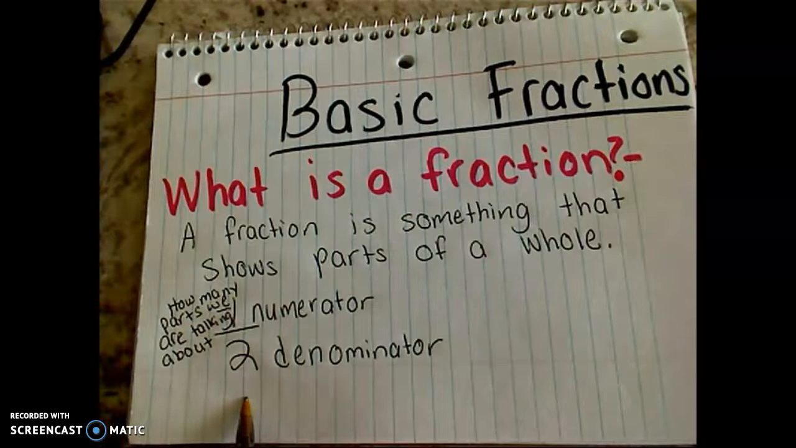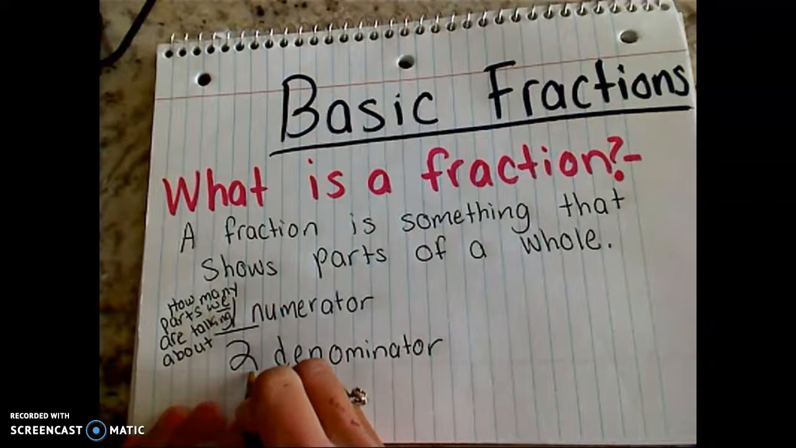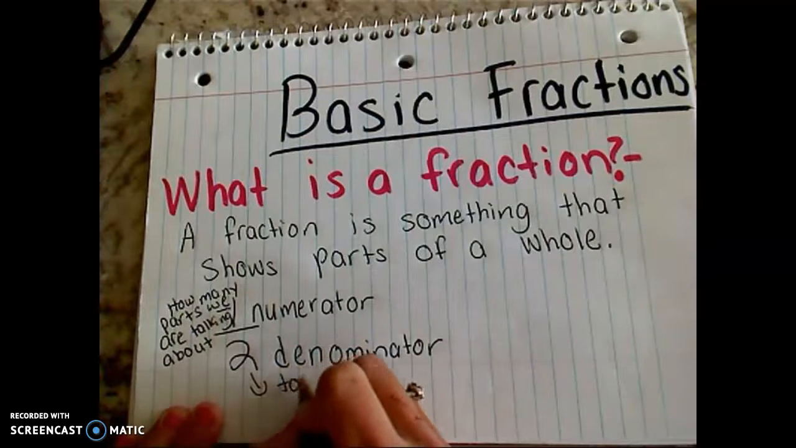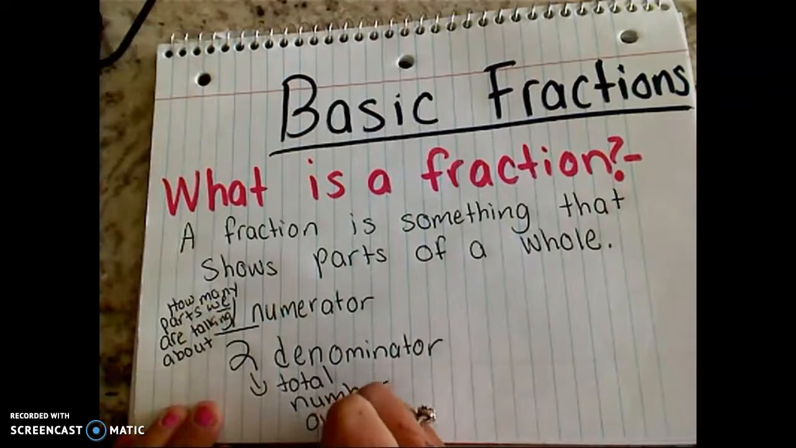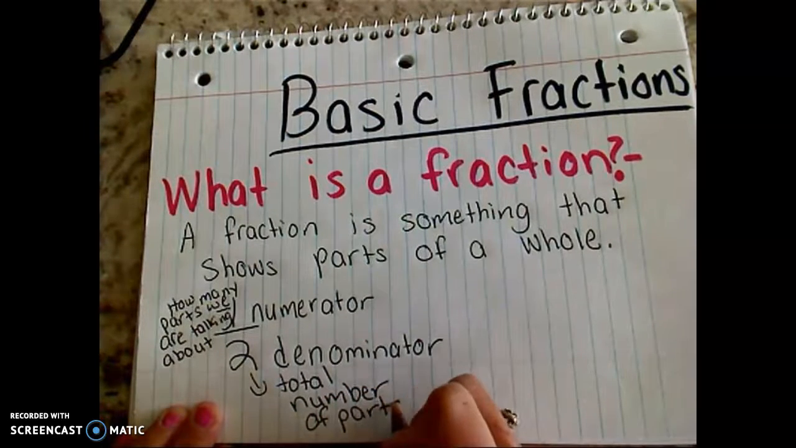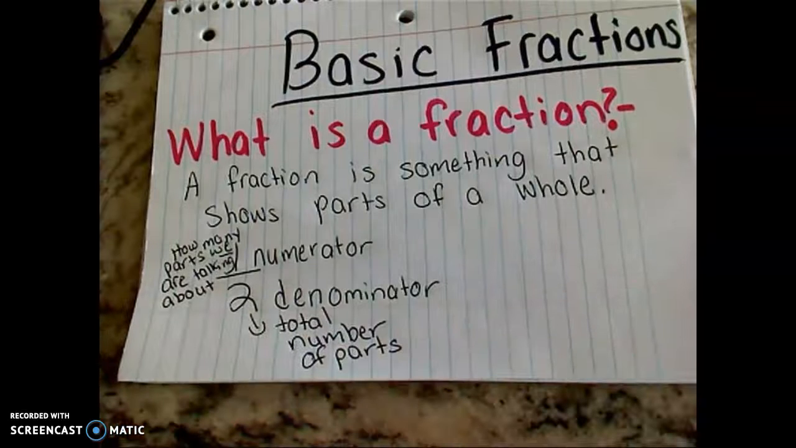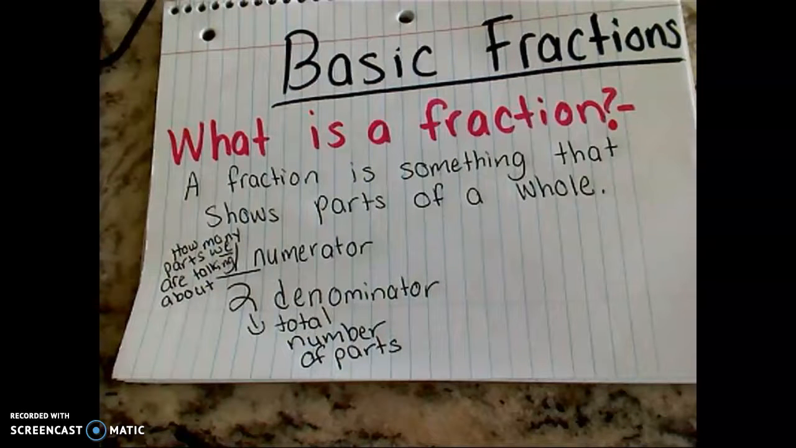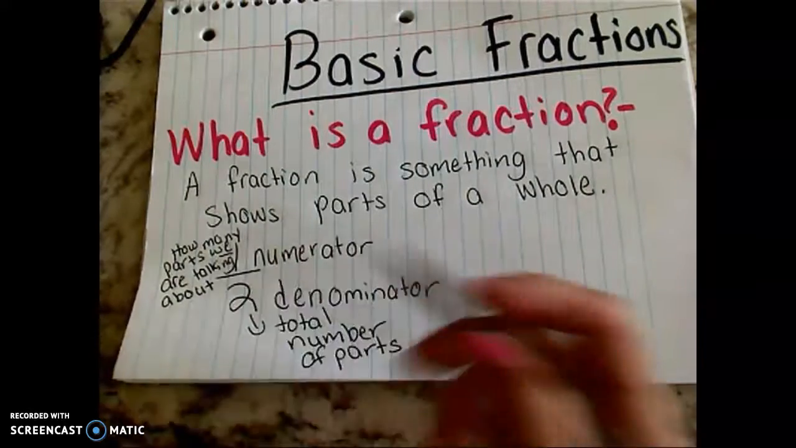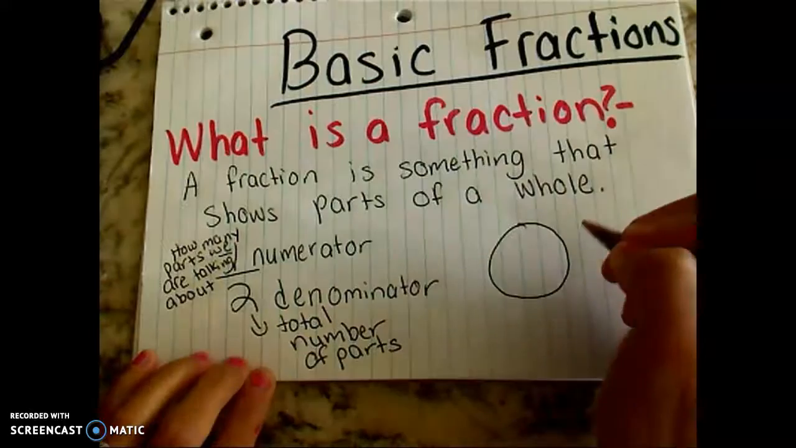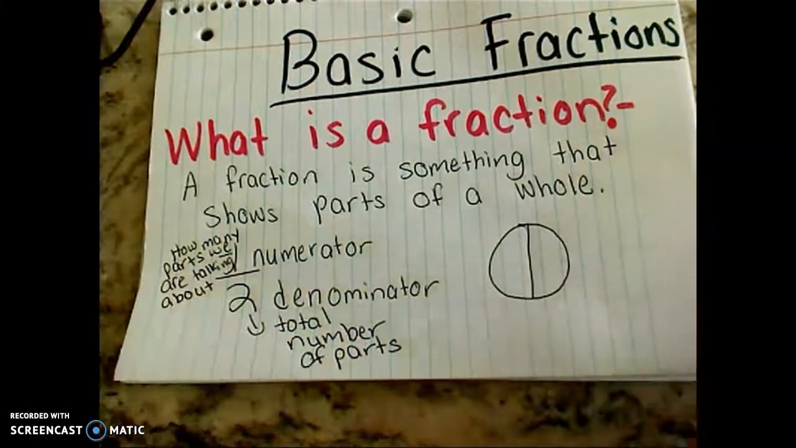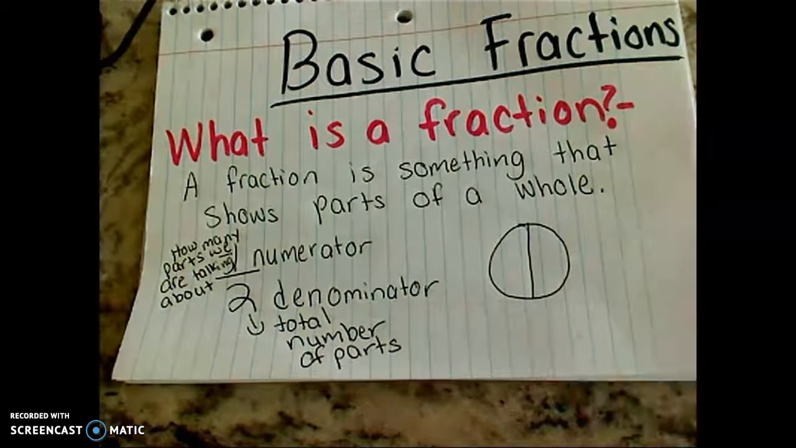Now let's look at our denominator. Our denominator tells us the total number of parts. So the total number of parts is our denominator. That's how many total parts are in all. So if I wanted to show 1/2, I could draw a circle and draw a line straight down the middle, and I have split this circle in half.